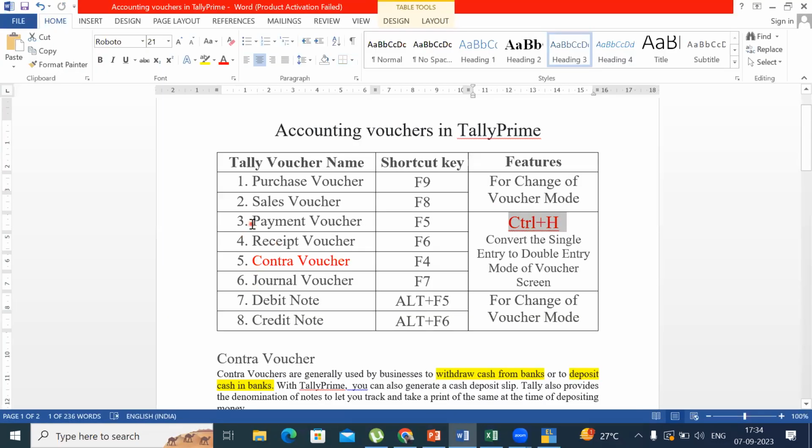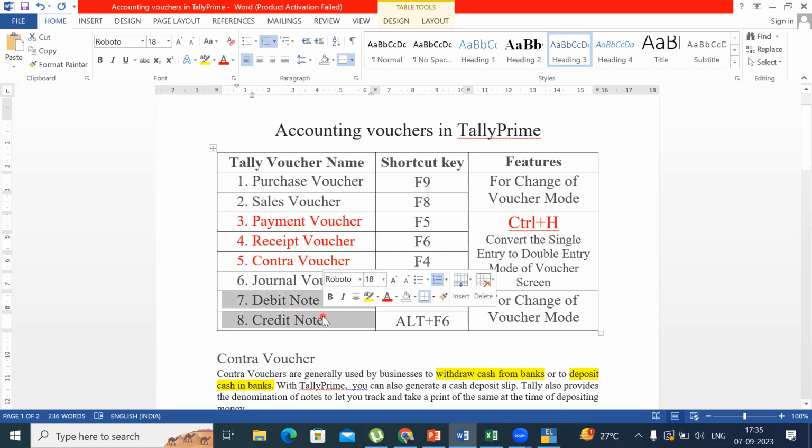So in the table of details, Control H is performing for 3 of the vouchers. What are those 3 vouchers? Payment, receipt, contra. These 3 vouchers can be passed in single entry mode and double entry mode, or double entry to single entry. The remaining vouchers, purchase voucher, sales voucher, debit note and credit note, we can pass by changing the voucher mode like invoice or accounting. Let's check all these vouchers.